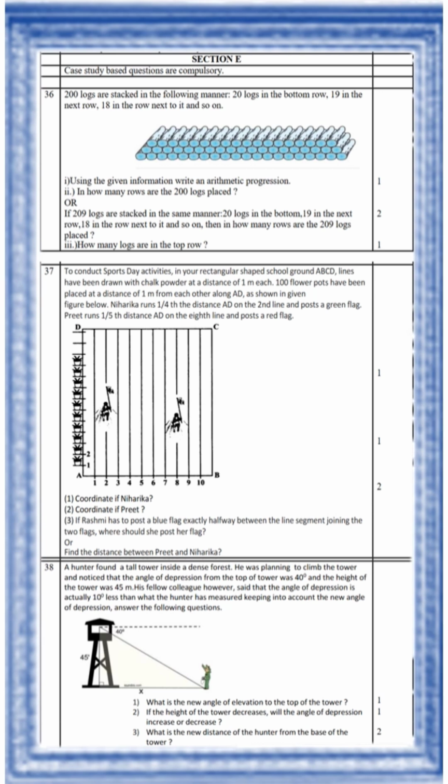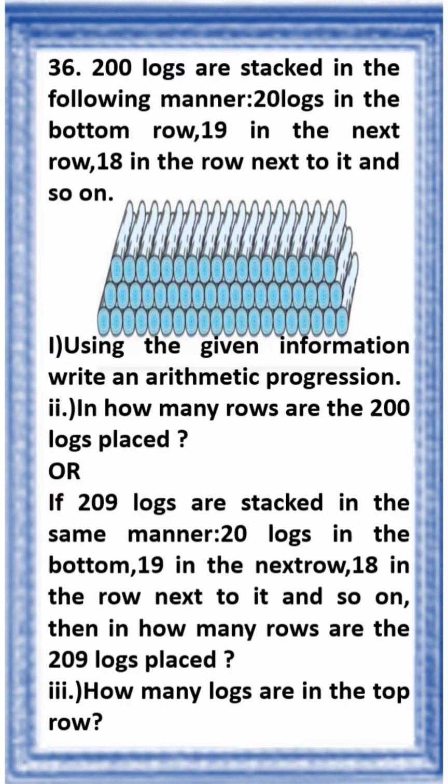Now let us solve the questions of section E. Case study based questions are compulsory here. There are the 36th, 37th and 38th questions. Now let us solve the 36th question. That is, 200 logs are stacked in the following manner: 20 logs in the bottom row, 19 in the next row, 18 in the row next to it, and so on.